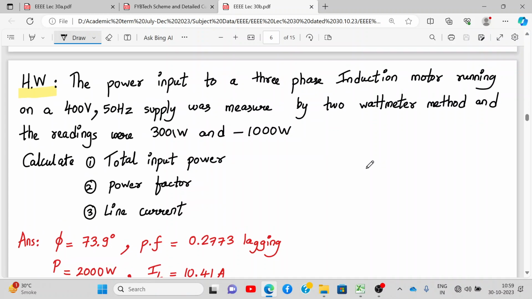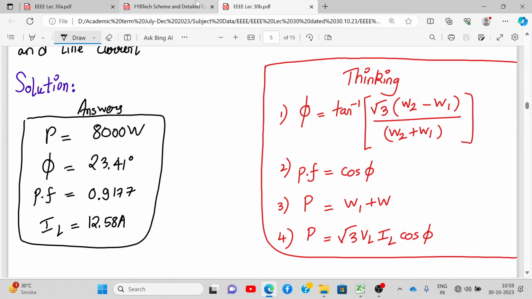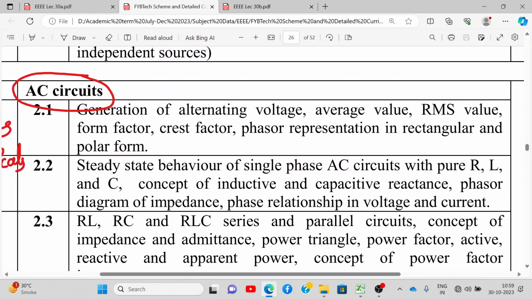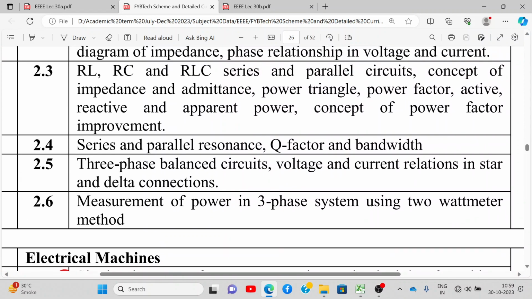All right. Now, that's it for today's lecture. With this, we have completed module number 2, that is AC circuits. Okay. Next time we'll start with module number 4.